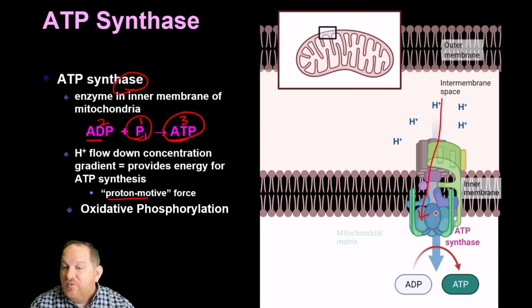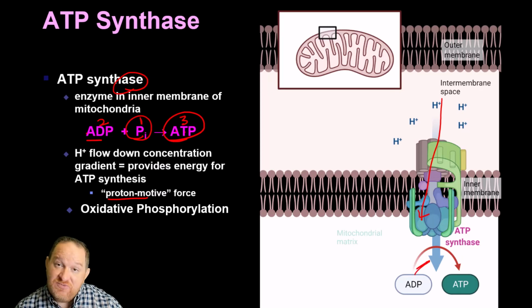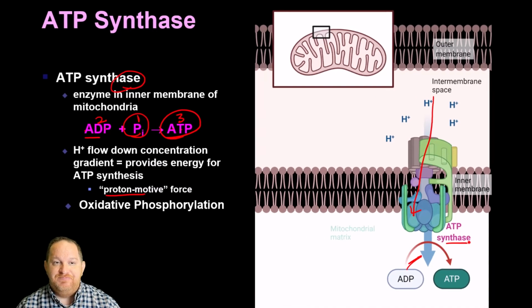Now, this is a very complicated enzyme. There's actually like a rotor, and this thing kind of spins. And that action actually creates the space for ADP to add that phosphate group to make ATP. Okay? ATP synthase, very important enzyme. It gives you the energy you need for your body to work.